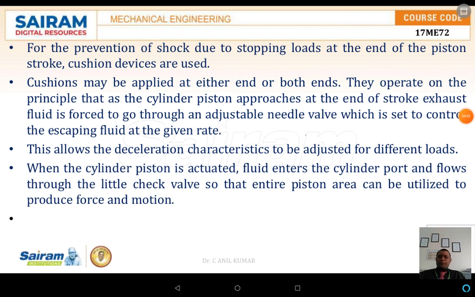When the cylinder piston is actuated, the fluid enters the cylinder port and flows through a little check valve so that the entire piston area can be utilized to produce a force of motion. See, this is why we need a cushion, especially in the case of either a single acting or a double acting cylinder.